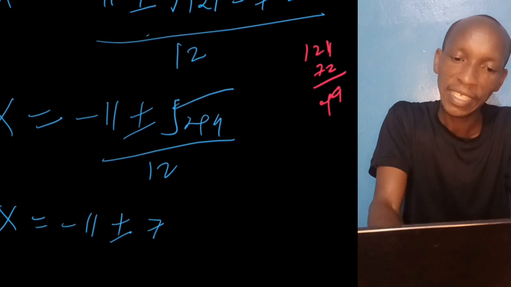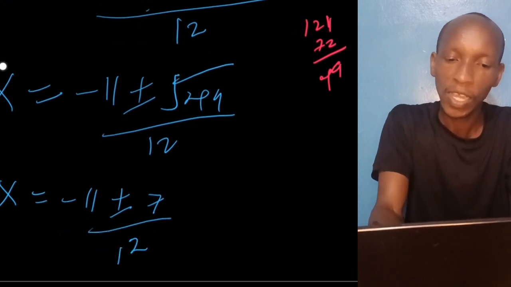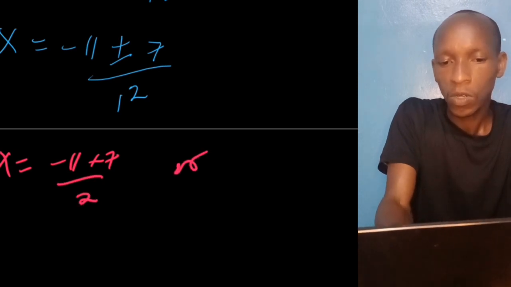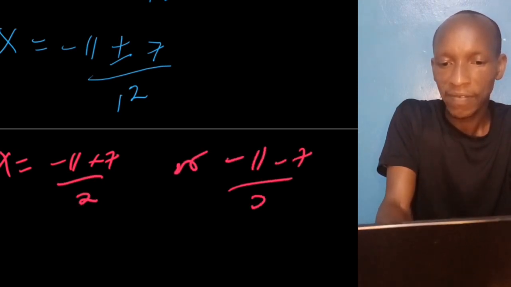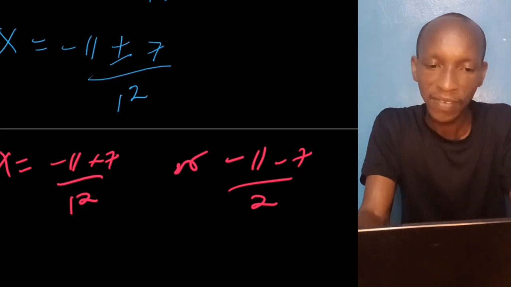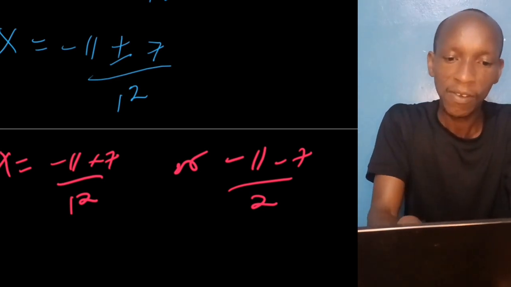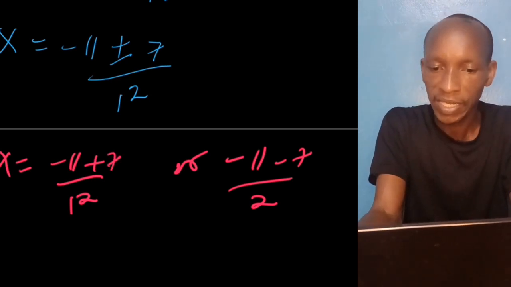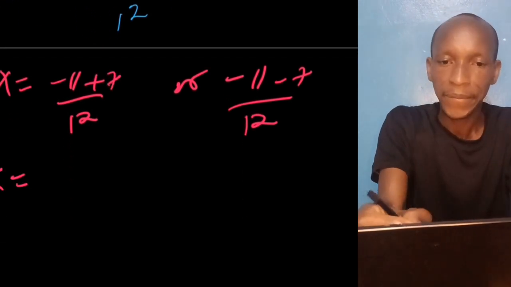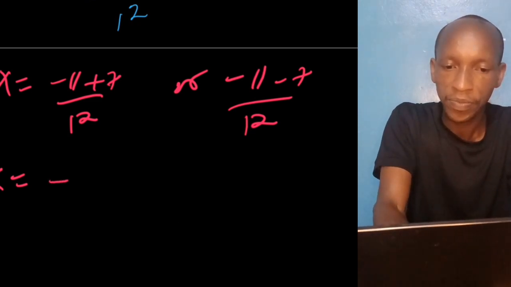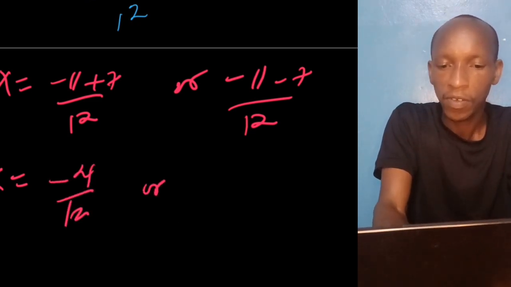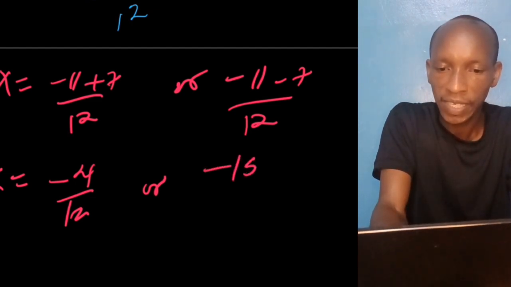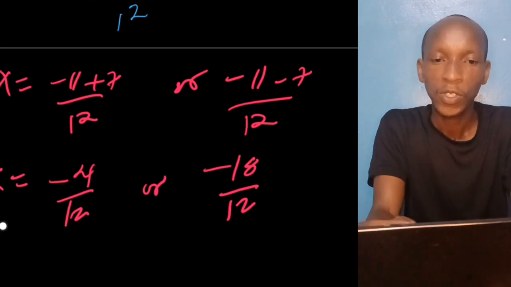Square root of 49 is 7, divided by 12. x could be negative 11 plus 7 over 12, or negative 11 minus 7 over 12. Negative 11 plus 7 should give you negative 4 over 12, or negative 11 minus 7 should give you negative 18 over 12. So you simplify.